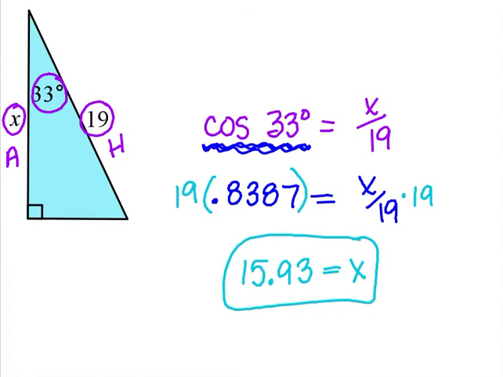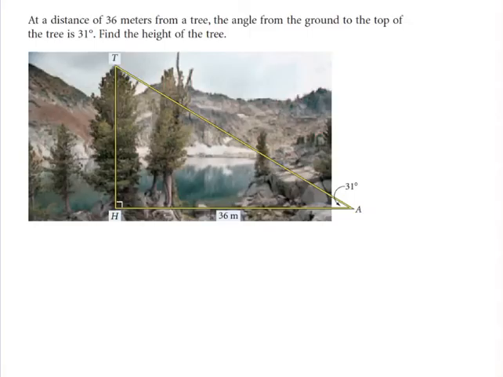Okay, we've got one more problem we're going to look at. Let's go back. There we go. At a distance of 36 meters from a tree, the angle from the ground to the top of the tree is 31 degrees. Find the height of the tree.